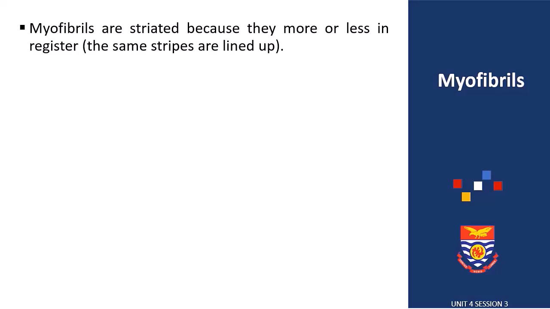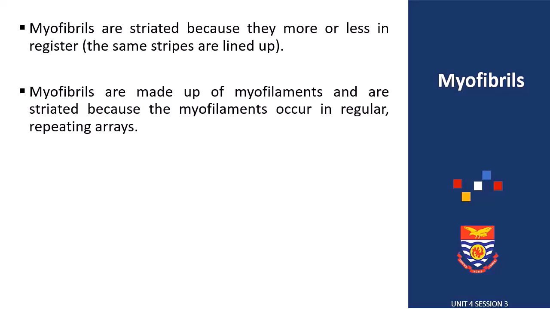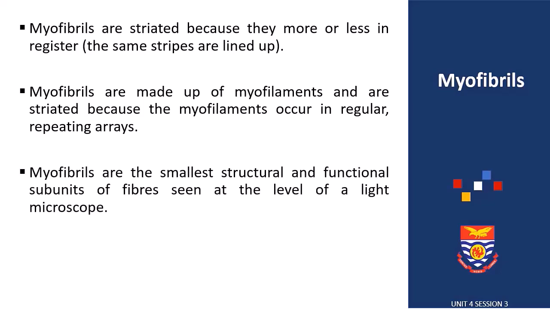Skeletal muscles have a characteristic striated appearance because the myofibrils that they are composed of are also striated. That is, the same stripes are lined up. And these myofibrils are made up of myofilaments, and the myofilaments also occur in regular repeating arrays. The myofibrils are the smallest structural and functional subunit of the muscle fiber when observed under the light microscope.